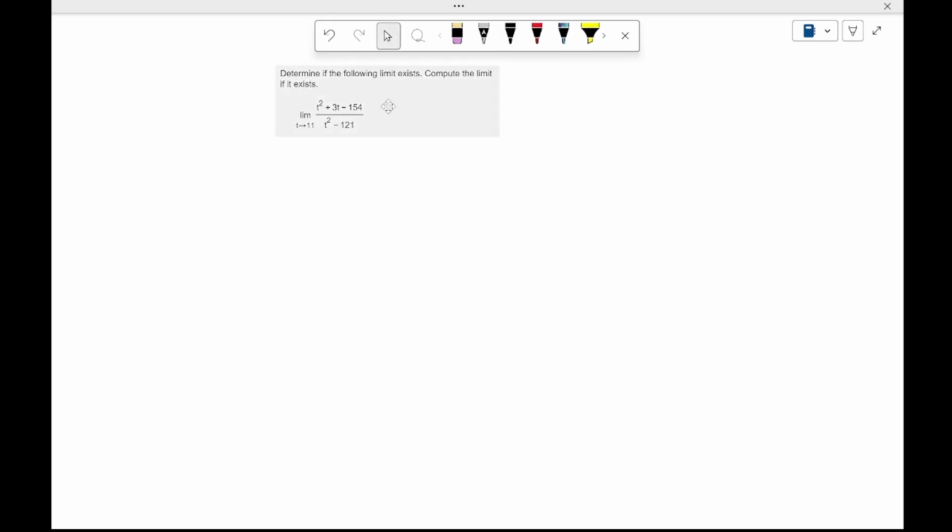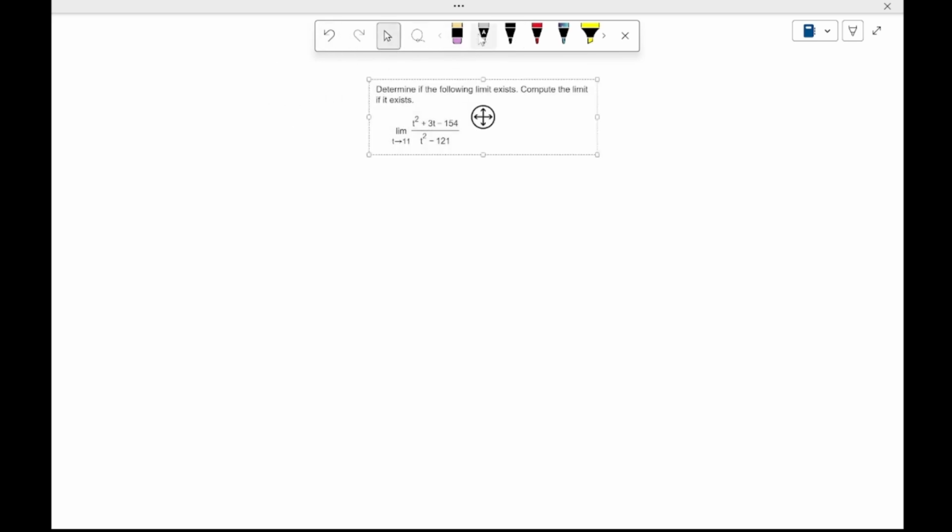So we're going to be talking about limits now. First, what is a limit? You're going to see this appear more frequently than not. This is a calculus idea here. It looks like this. Let me highlight it. It looks like that. Okay? So whenever you see that, that means a limit as t approaches 11.